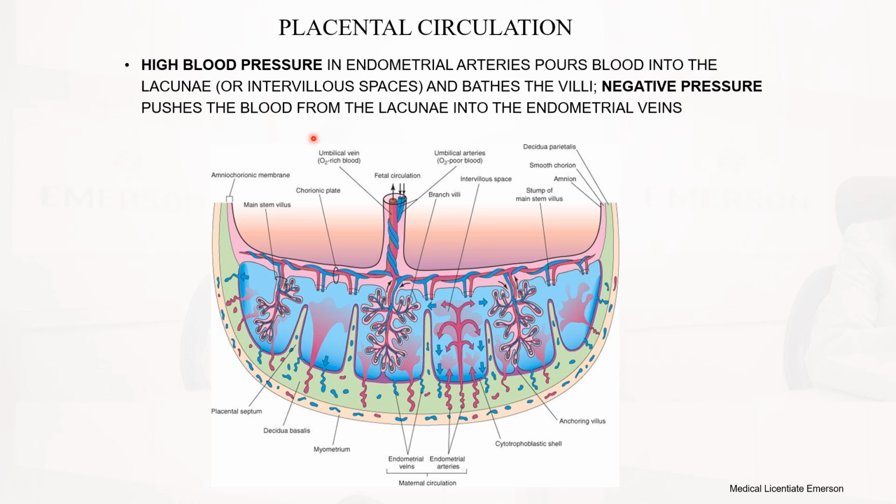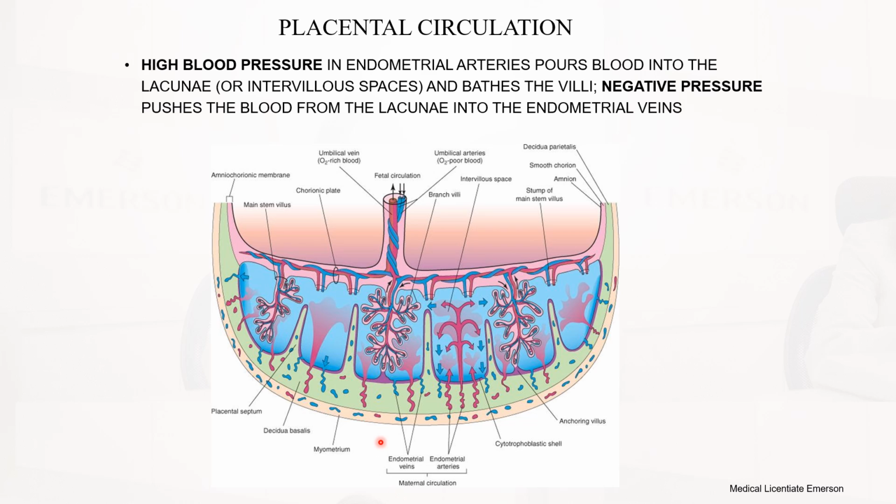So we have high blood pressure in the endometrial arteries that pour into the lacunae, or the intervillar spaces, and bathes the villi. Then the negative pressure pushes the blood from the lacuna into the endometrial veins. Then of course, blood will now flow and go to the fetus. Okay, so this is placental circulation.